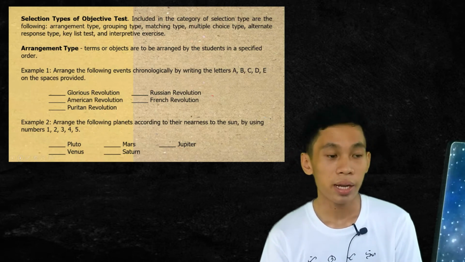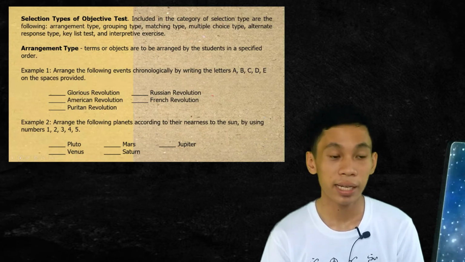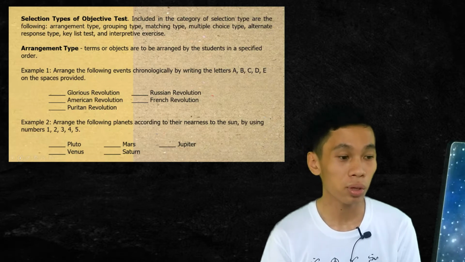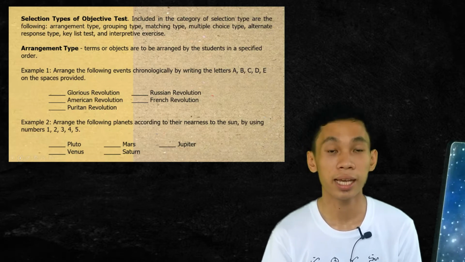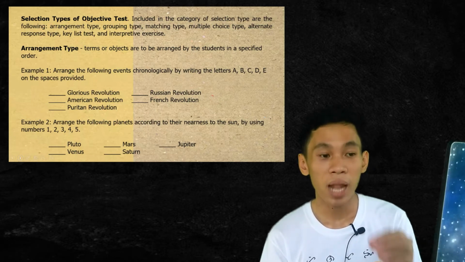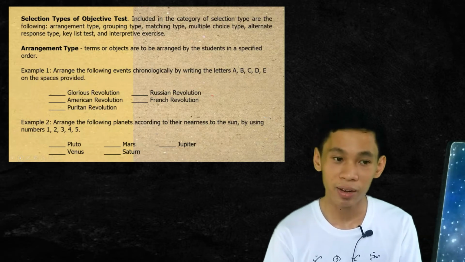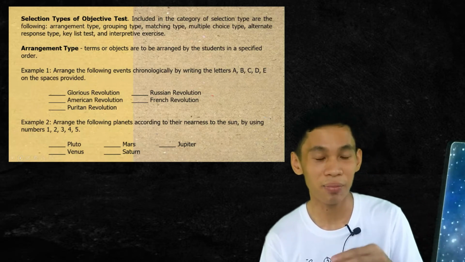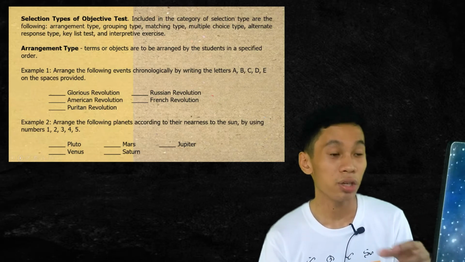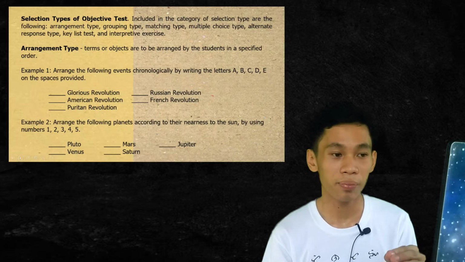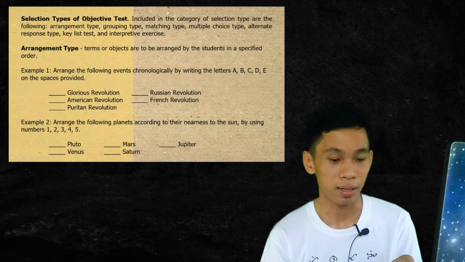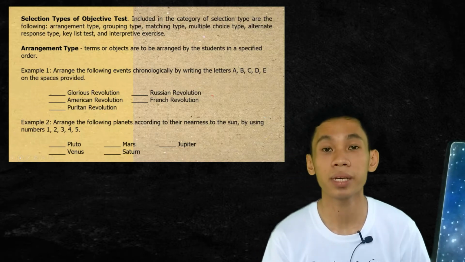Another example, arrange the following planets according to their nearness to the Sun by using numbers 1, 2, 3, 4, 5. We have Pluto, Venus, Mars, Saturn, and Jupiter. So, ang gagawin lang ni student, i-arrange niya lang yung mga planet according sa pagkalapit niya sa Sun. Ano ba yung pinakamalapit na planeta sa Sun? So, i-arrange lang ni student ito by using numbers. Okay? So, number 1, yung pinakamalapit, and then yung number 5, yung malayo planeta sa Sun. Okay? So, that is arrangement type of test.